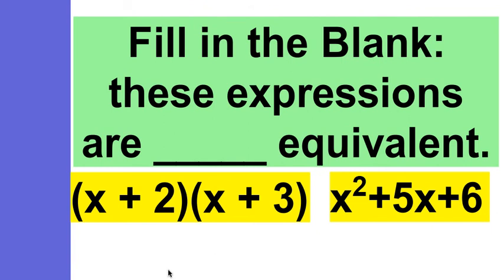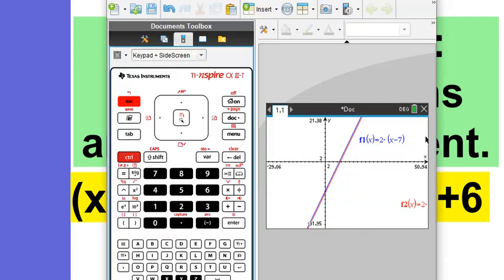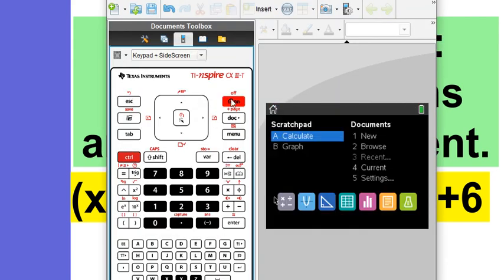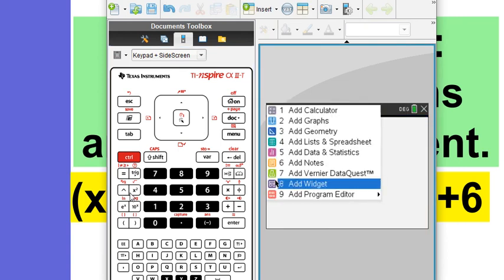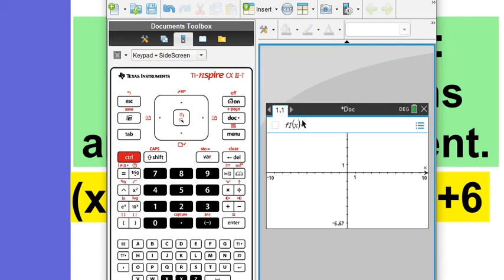Okay, this time my question involves the quantity x plus 2 times x plus 3 and the quantity x squared plus 5x plus 6. So we go to our graphing calculator. Be sure to write these values down before you open your calculator. Home screen, new document, say no to drugs, and add a graph page.